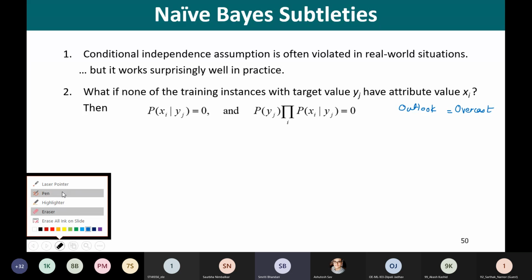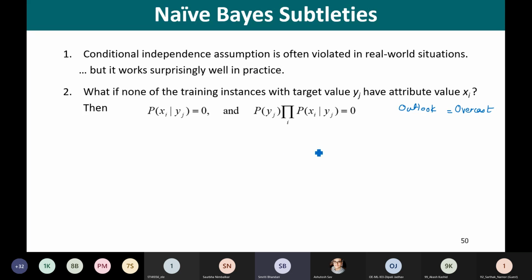So in this situation, we have probability of xi given yj equal to 0. What is xi in our case? Xi is outlook equal to overcast. So outlook equal to overcast given no is actually 0. And if this probability of xi given yj is 0, ultimately the product will be equal to 0. Are you getting me?